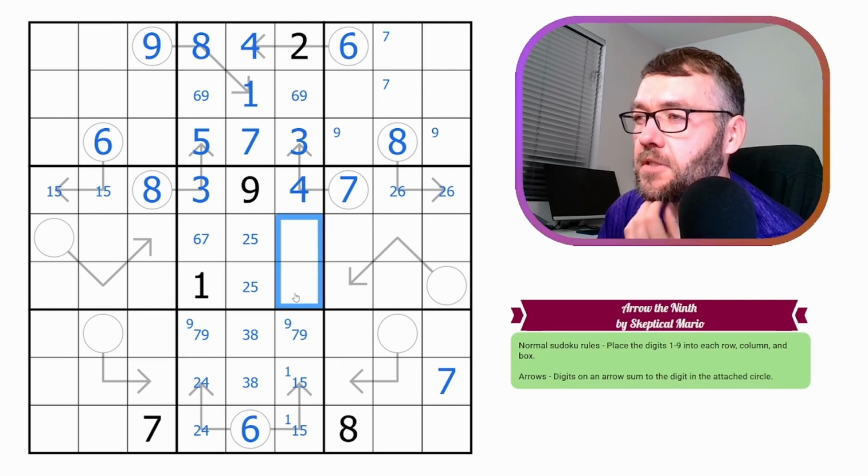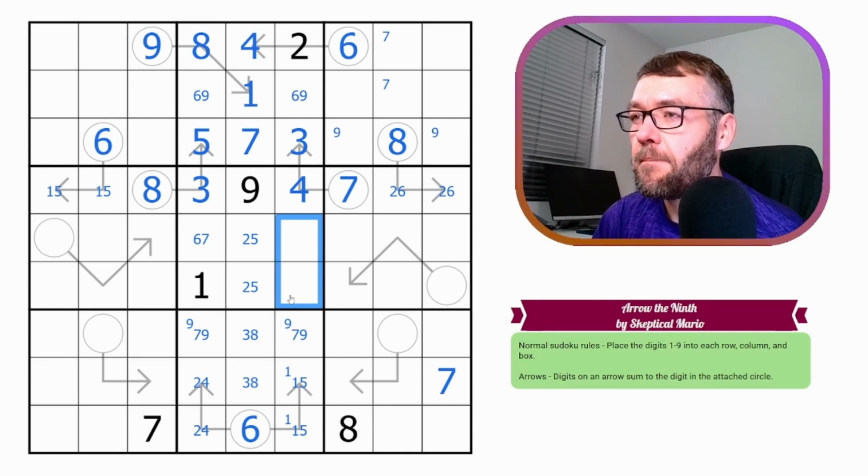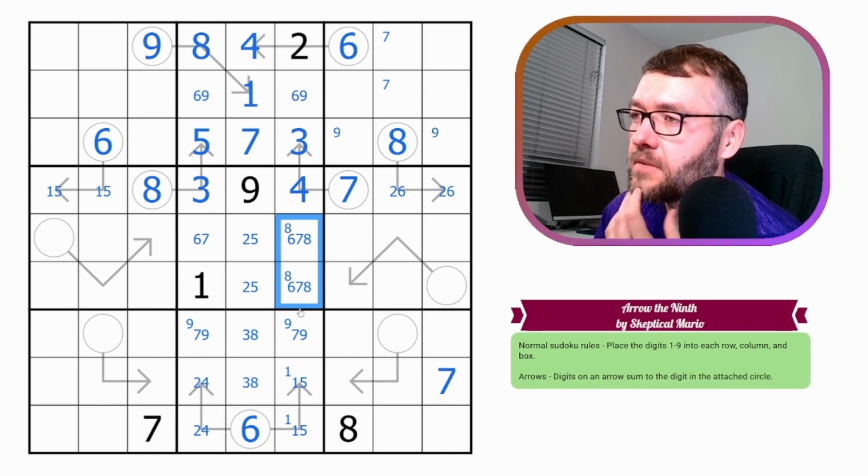What are these 3 digits? It's 6, 7, 8, I think. Might as well mark it. 8 definitely goes in one of these 2 spots.